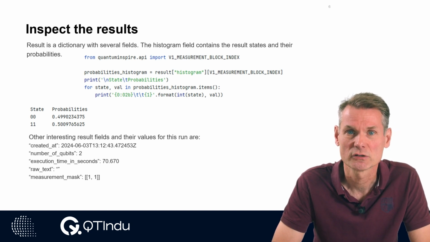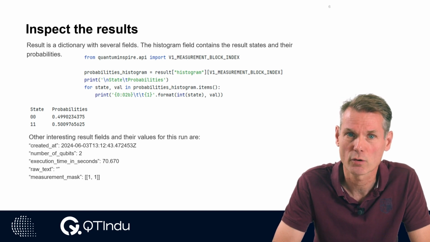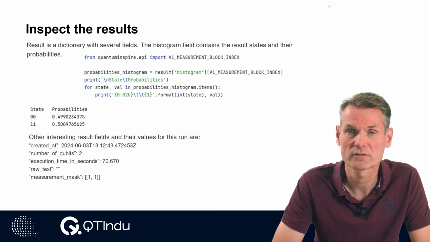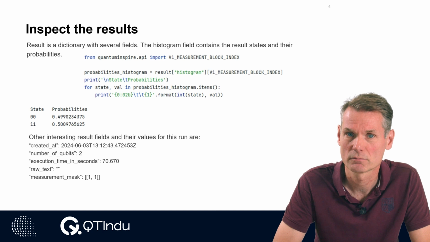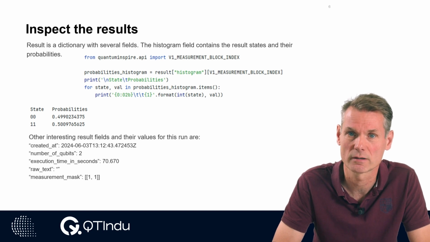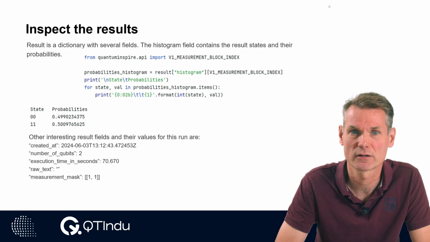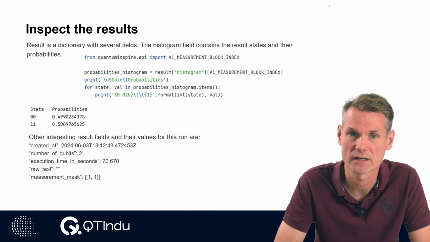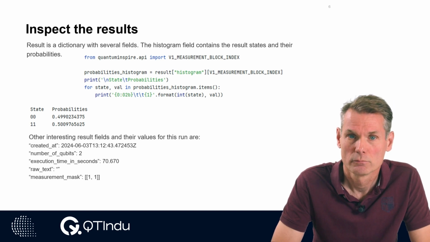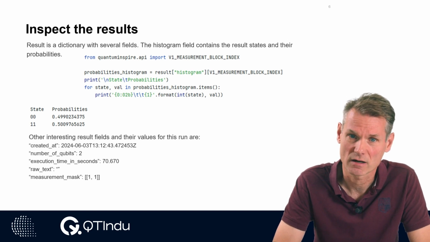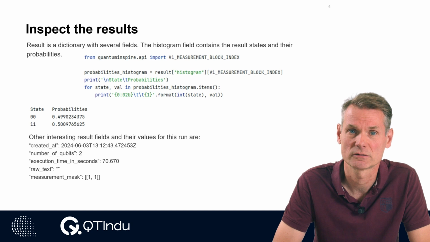Some fields in the results, for example histogram and measurement mask, contain a value for each measurement block in the algorithm. In the example we only have one measurement block. For most algorithms we are interested in the results measured at the end of the algorithm. Therefore normally we inspect the last measurement block defined by the constant V1 measurement block index. Multiple measurement blocks are only defined on the Starmon 5 hardware backend and are outside the scope of this introduction.